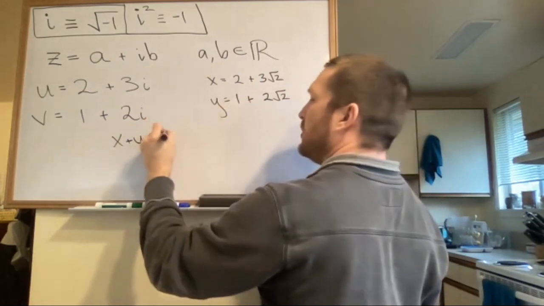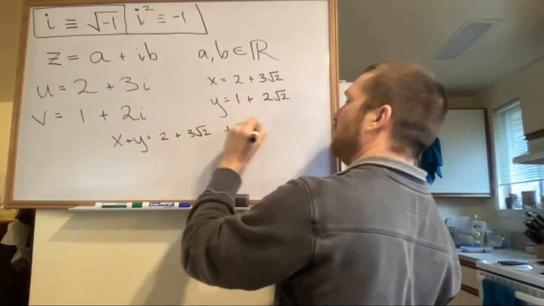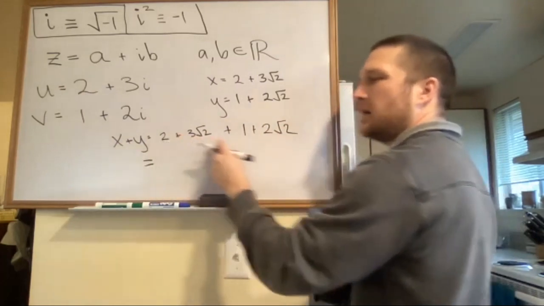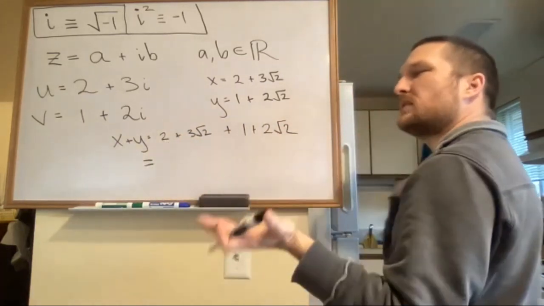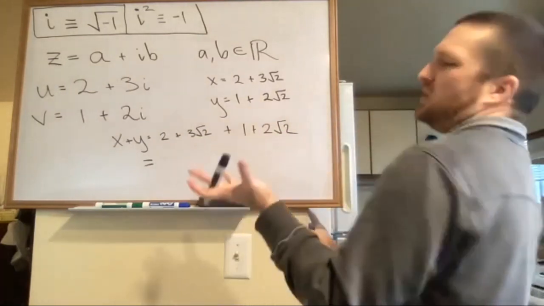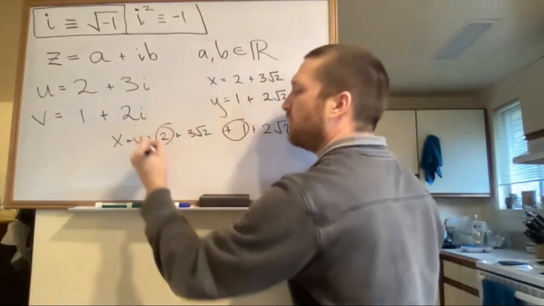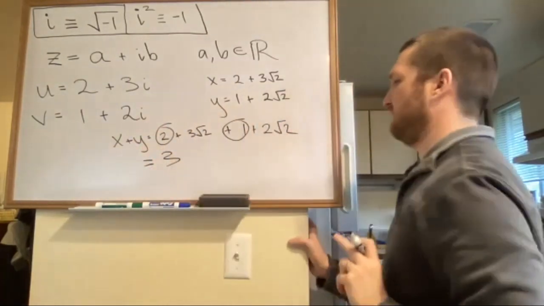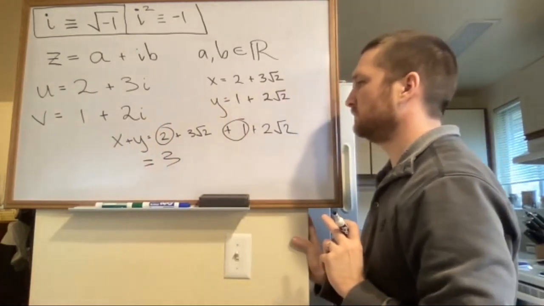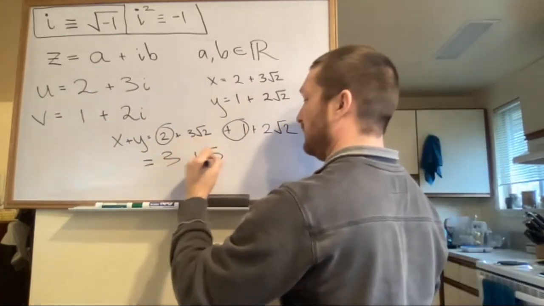Well, x would be 2 plus 3 root 2, and y would be 1 plus 2 root 2. So how would we simplify this right here? Are there like terms that we could combine? So the 2 and the 1 make 3. And then what do we have left? Then you have 3 square root 2 plus 2 square root 2. So that's just like 5 square root 2, isn't it? 5 square root 2. Exactly. That's what you would do.